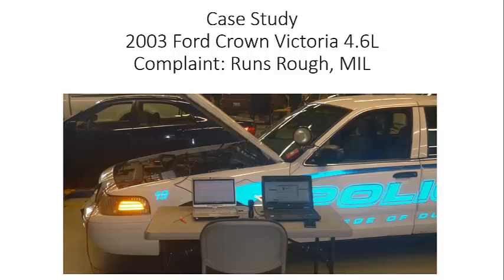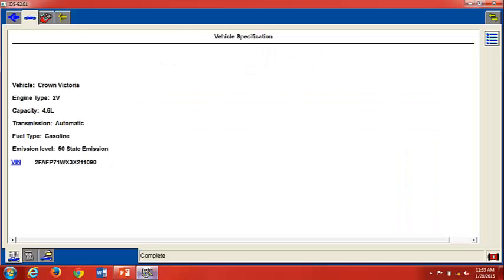Okay, today we're going to go over a case study. The vehicle is a 2003 Ford Crown Victoria with a 4.6 liter, and the customer is complaining it runs rough. As you can see, this is one of the campus police cars. So we're going to start by identifying the vehicle on our scan tool and checking for codes.